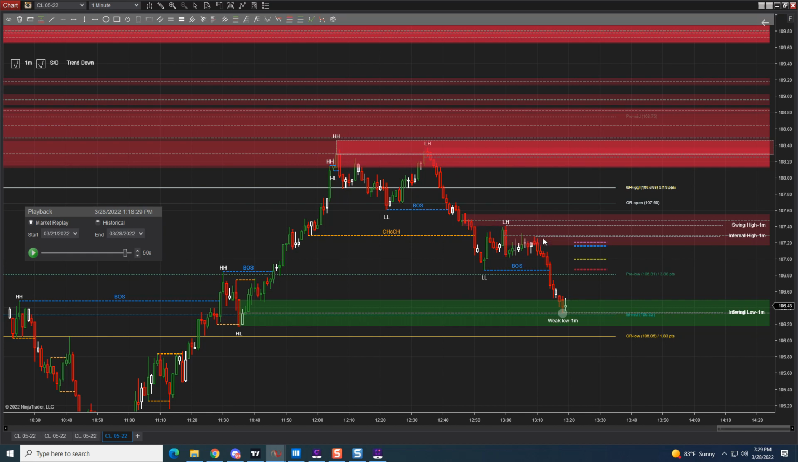Now a little retrace here to the supply zone that it left behind. Oh, I wasn't sure about that one. Oh, it gave you another chance to get it with a break of structure, right? You can see here this would have been potentially, but it went right through it. And where do we end up? Right back at a demand zone.